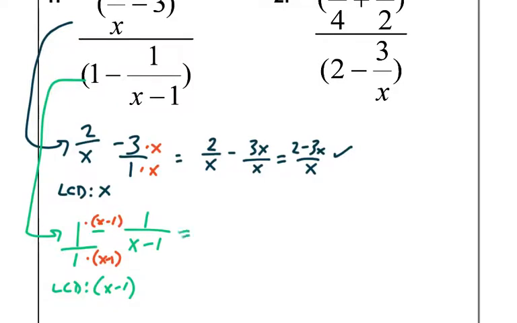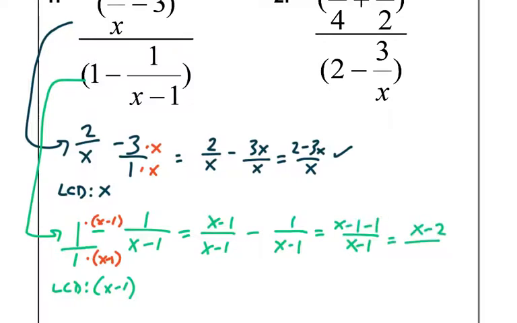All right, what's this looking like? I've got x minus 1 over x minus 1. That makes sense. That is equal to 1, right? Minus 1 over x minus 1. Great, common denominator, we're good to go. x minus 1 is my common denominator, and I basically just have x minus 1 minus 1, or x minus 2 over x minus 1. Okay, that one's good to go too.